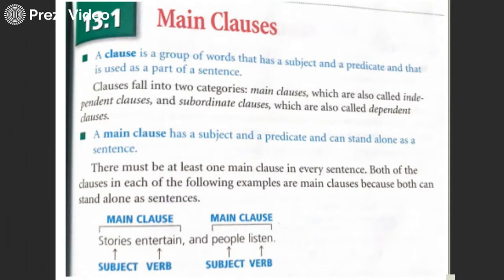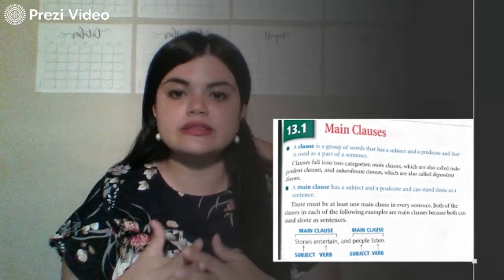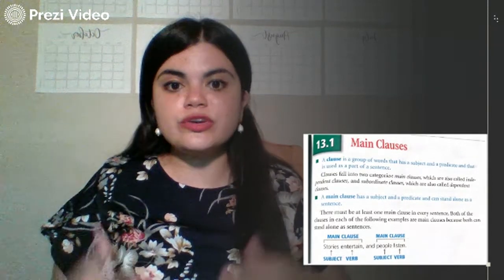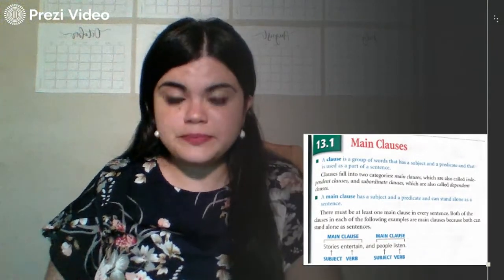Let's continue reading. It says clauses fall into two categories: main clauses, which are also called independent clauses, and subordinate clauses, which are also called dependent clauses. We will see why these clauses are called like this, but don't worry, we're going over each one of them at a time. So let's see.